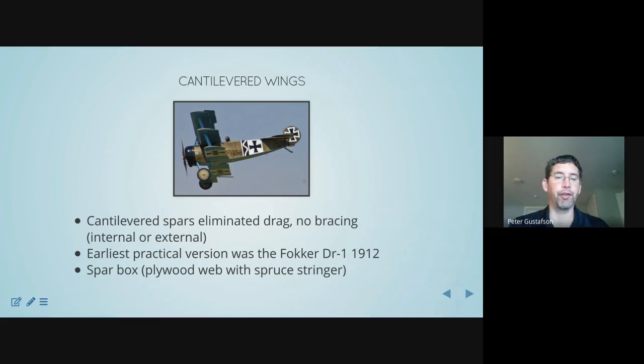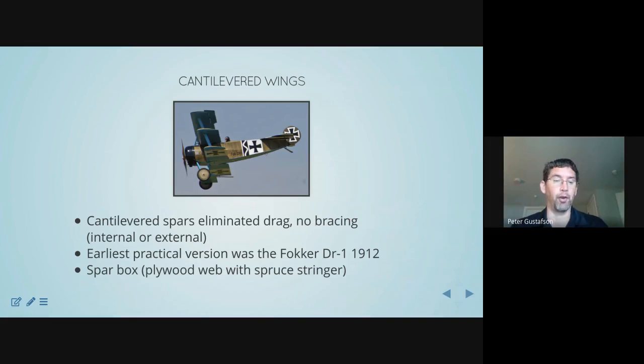And when I say larger here in this context, you see the airfoils begin to get thicker. Because they are thicker, they can contain internally a much larger spar. And by doing so, they reduce the drag associated with bracing. So there really was no longer any bracing. It was just a much more structurally sound internal spar rather than internal or external wire bracing. So the aircraft that you see here is the Fokker Dr-1, which was built in 1912.